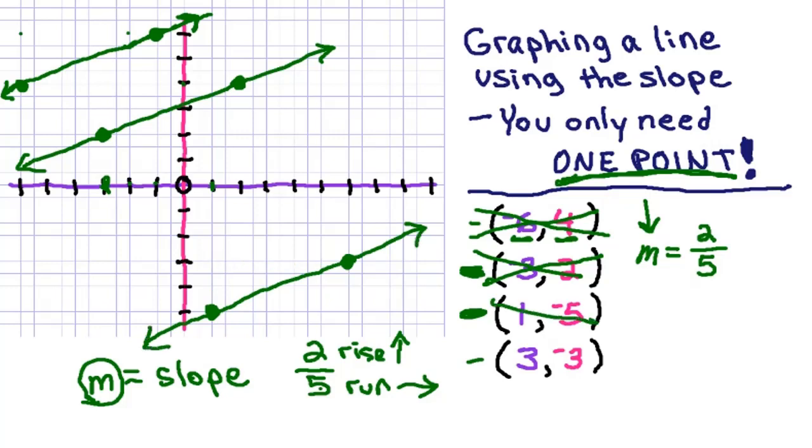Great, so we did that one. Now let's do our last set of coordinates, positive 3 and negative 3. We have a positive 3 on the x-axis, so 1, 2, 3, and we have a negative 3 on the y-axis, 1, 2, 3, and there's our dot. We're going to use this same slope, 2 over 5, which means up 2 and over 5. And we can draw a line through that.